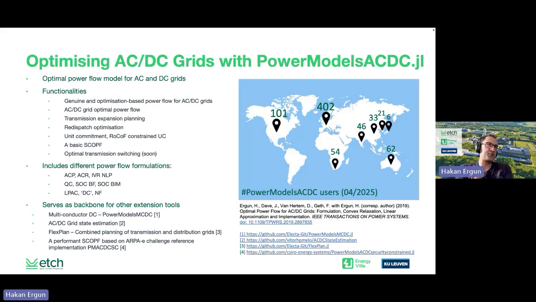The package also includes a basic security constraint optimal power flow model, which is going to make sure that whatever dispatch schedule that you come up with is going to comply with N-1 constraints. And we hope to also include an optimal transmission switching model soon, which is at the moment being developed in a separate package, but in the course of a PhD thesis. And we are going to also merge this hopefully soon into PowerModelsACDC.